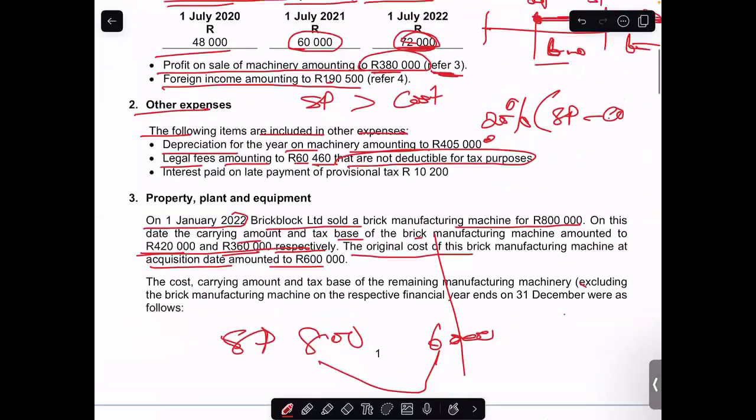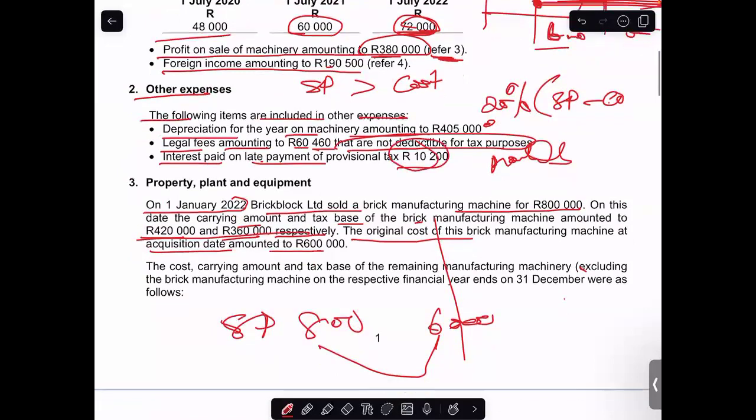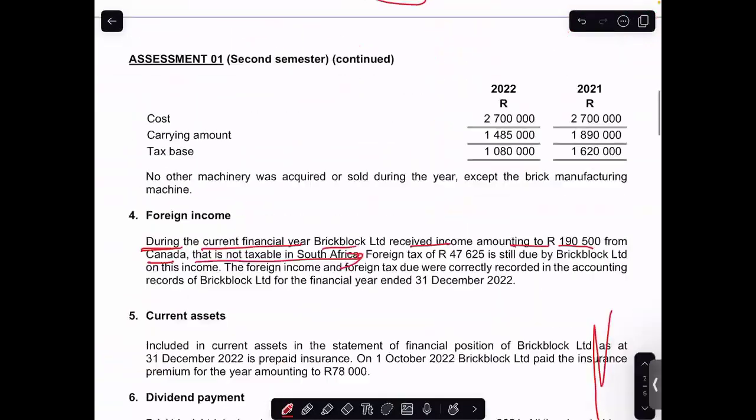Right, interest paid on late payment of provisional tax. This one is prohibited in tax. Tax is charging you interest on late payment and you go and deduct it again. It's as if you are saying to them, you are crazy. This expense which you gave to me, I'm going to take it out from the income. It's prohibited. So the accountant deducted this tax saying, no, you think we are crazy, né?